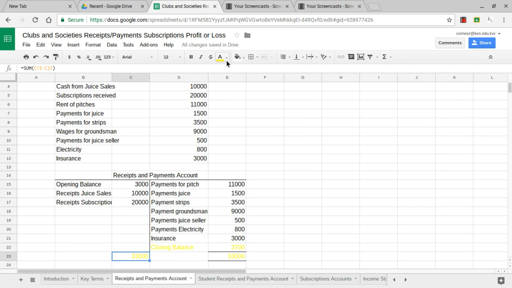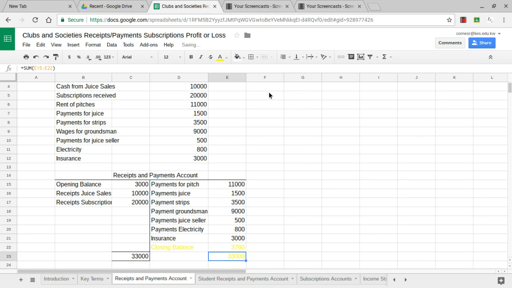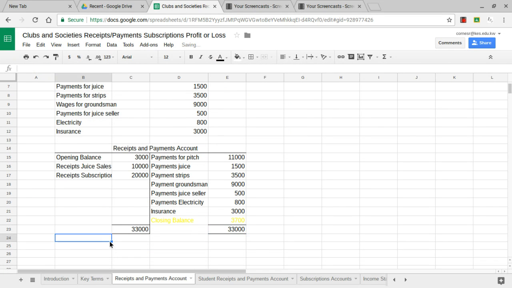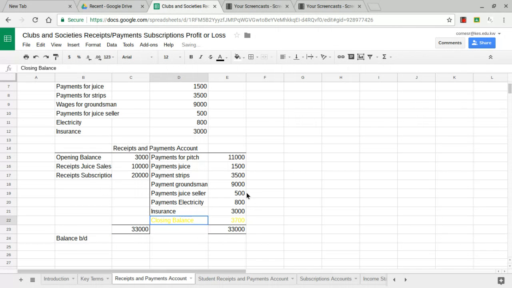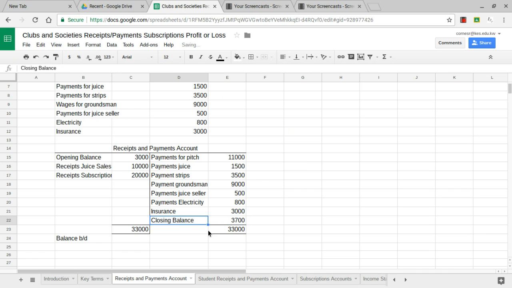Okay, debit side is bigger than the credit side. So 33,000 is going to be the balancing figure. Okay, and then we're going to have a balance brought forward. So 33,000, take away all the cash expenditure, gives me a closing balance or a balance carried down of 3,700.